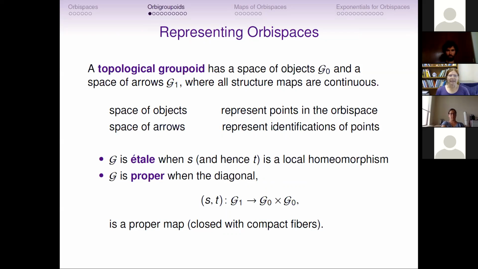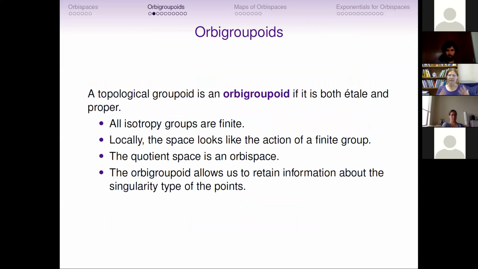That my groupoid, I would like the source and target maps to be local homeomorphisms. Okay, and I would like the diagonal to be proper. And what those two conditions are going to do for me is constrain the types of singularities that I'm getting, so that I really am dealing with what I would call orbispaces as opposed to more general stacks or something like that. Okay, so if we look at a topological groupoid, call it an orbigroupoid, if it is étale and proper, the implications of that are that all the isotropy groups are going to be finite, and locally the space is going to look like the quotient of an action by a finite group, like my cone point.